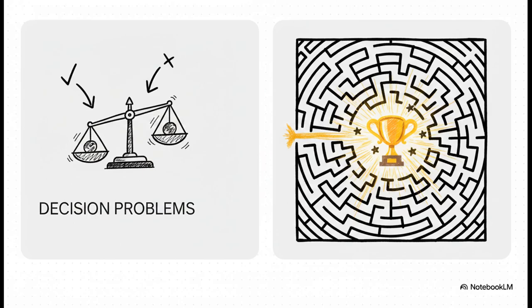Optimization asks for the absolute best answer. Think, what is the absolute shortest possible route between 10 cities? Decision problems, on the other hand, just ask a simple yes or no question, like, is there a route between these 10 cities that uses at most 500 miles? Now, why do we focus strictly on the yes-no questions when studying P versus NP? Because finding the absolute best route is always at least as hard as just checking if a good enough route exists. By stripping the problem down to a simple yes or no, we isolate exactly what makes the math so difficult.